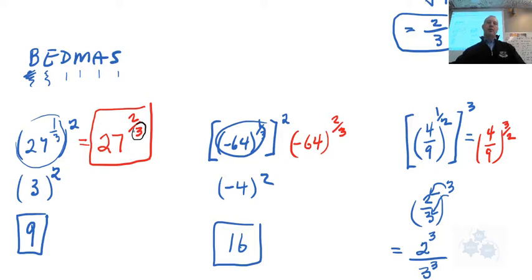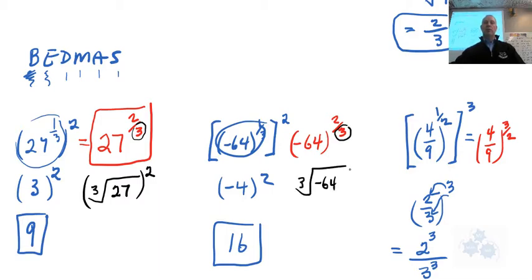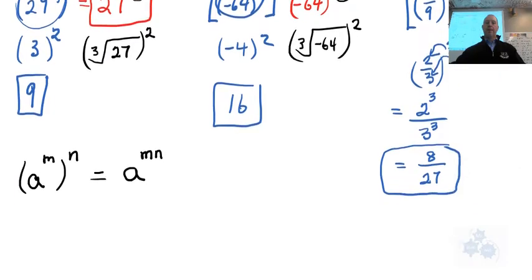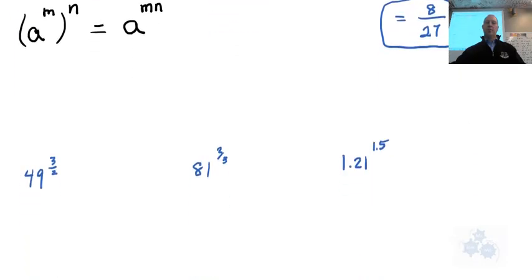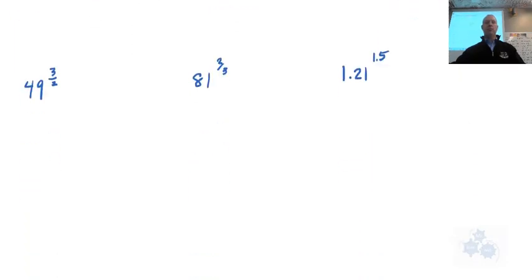The number in the bottom is always the index of the root. So you can always write that like this. That 2 can go out there. This would be the index of the root, cubed root, negative 64. And then the top number goes out there, and so on. Let's get some practice with that.